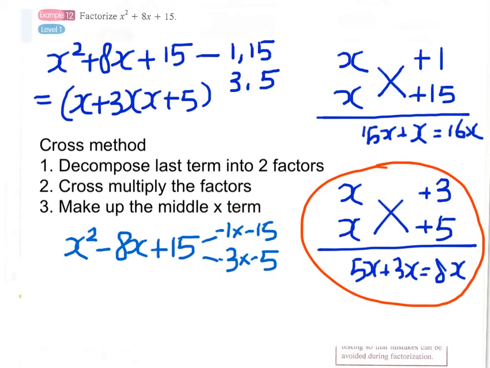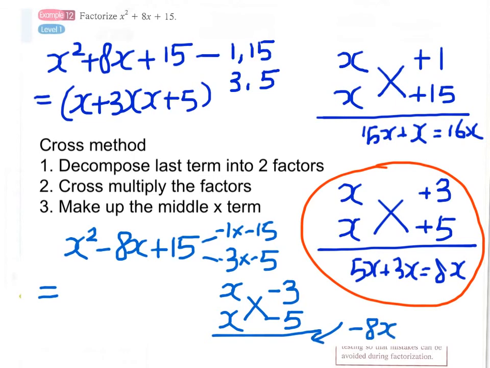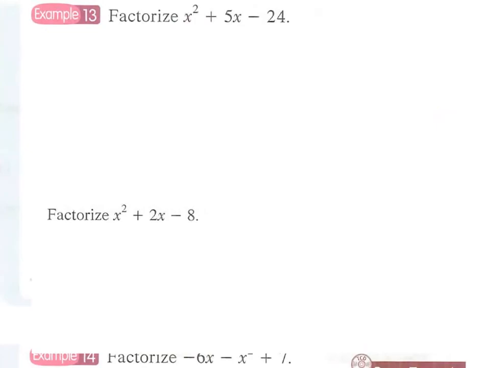And so, if we have to factorize x squared minus 8x plus 15, the two factors will be x minus 3 times x minus 5. And therefore, if we cross multiply, we have minus 5 times x plus minus 3 times x, and we get minus 8x. And therefore, the answer will be x minus 3 multiplied by x minus 5. Okay, practice makes perfect.